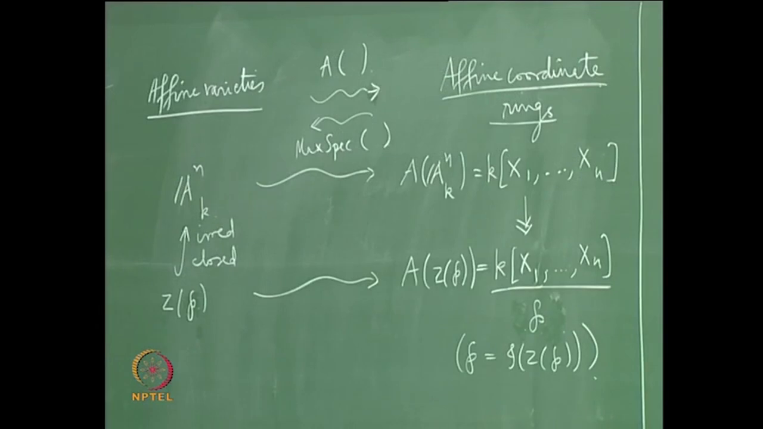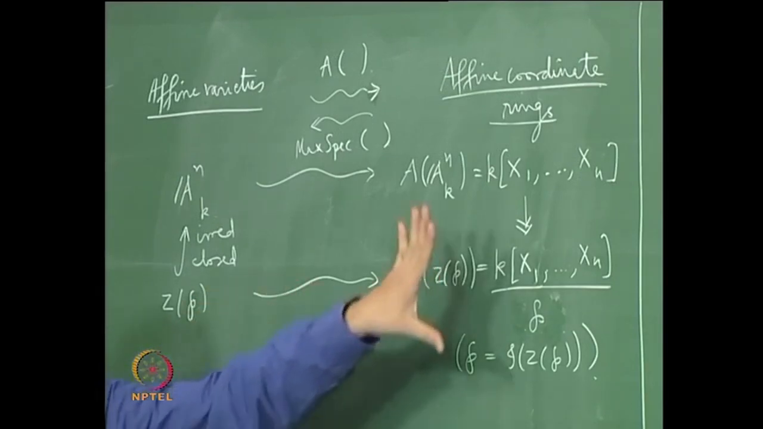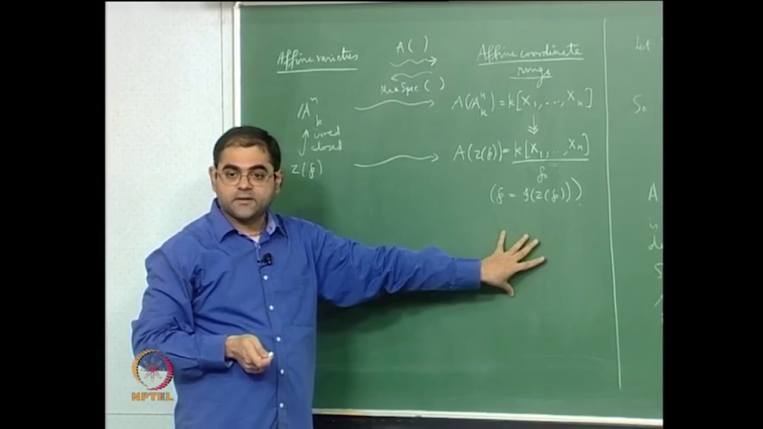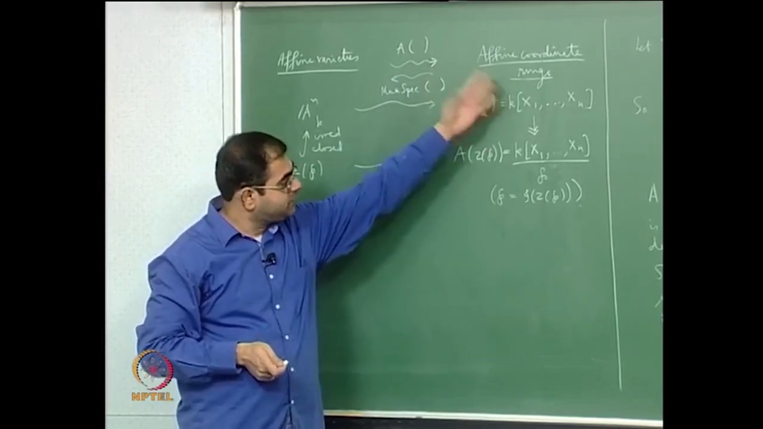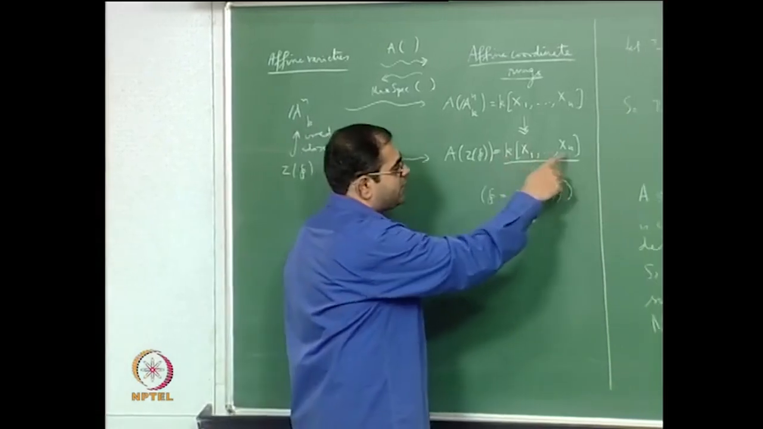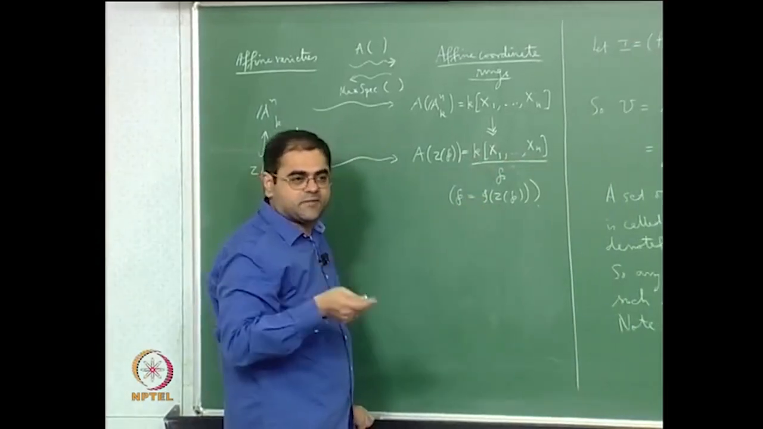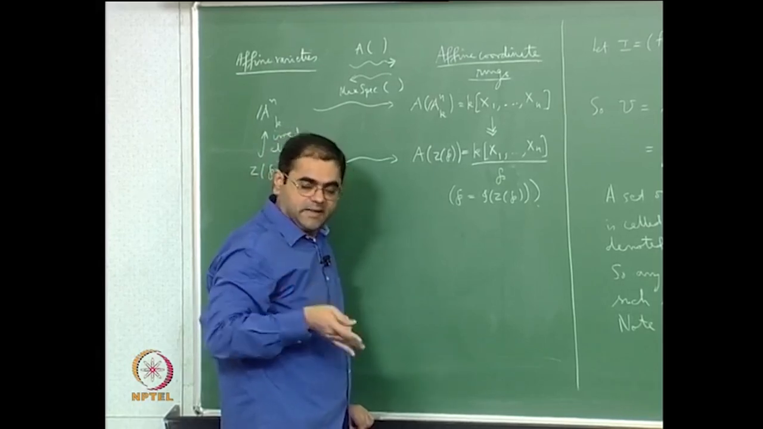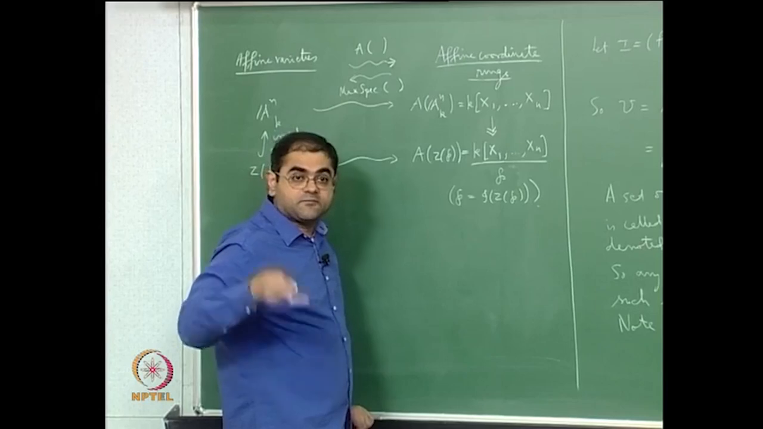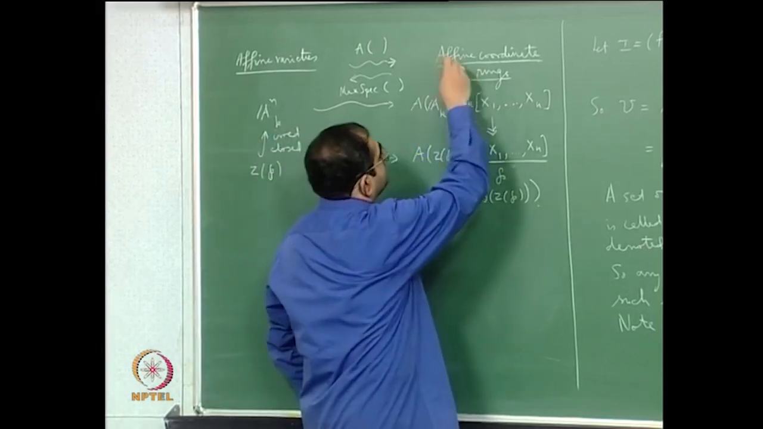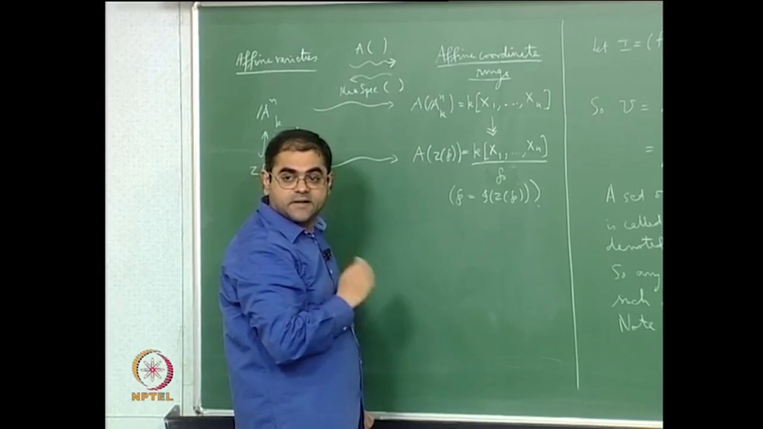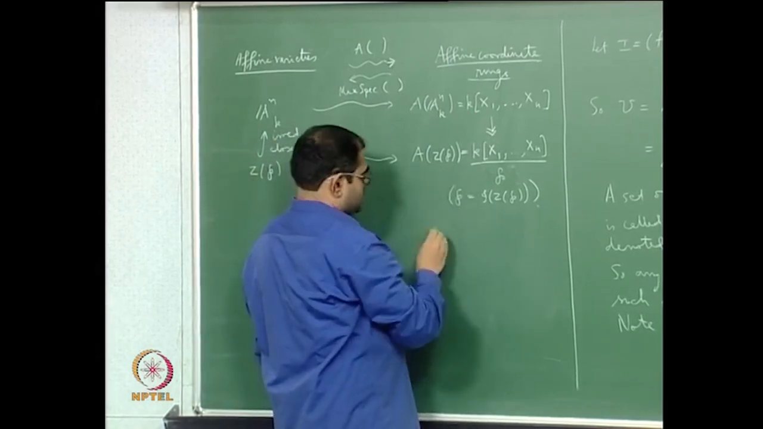So what I told you was, you give me a general affine coordinate ring. So what is the definition of a general affine coordinate ring? It is a finitely generated K algebra which is an integral domain, namely a polynomial ring in finitely many variables divided by a prime ideal. Why do I want it divided by a prime ideal? Because I want an integral domain. And why finitely many variables? Because I want a finitely generated K algebra. So on this side, the more general definition of affine coordinate ring will be finitely generated K algebras which are integral domains.